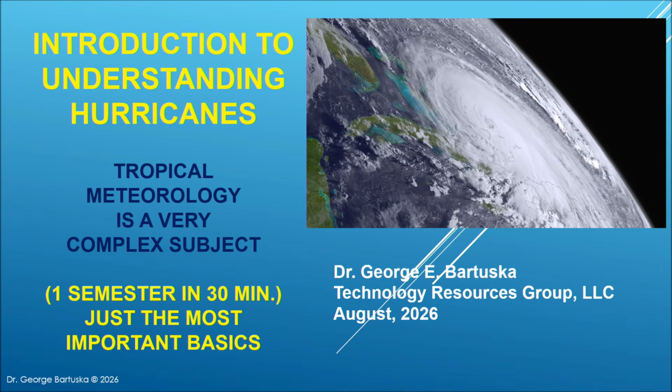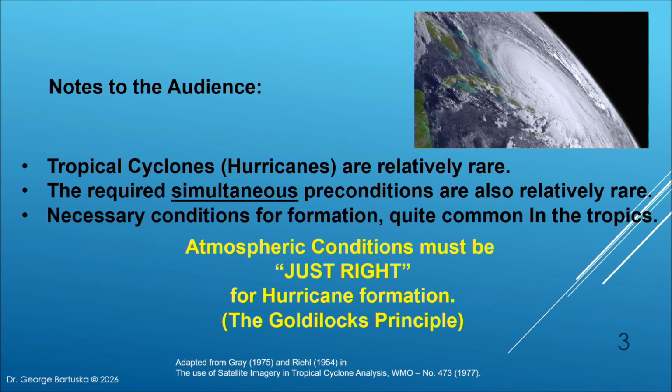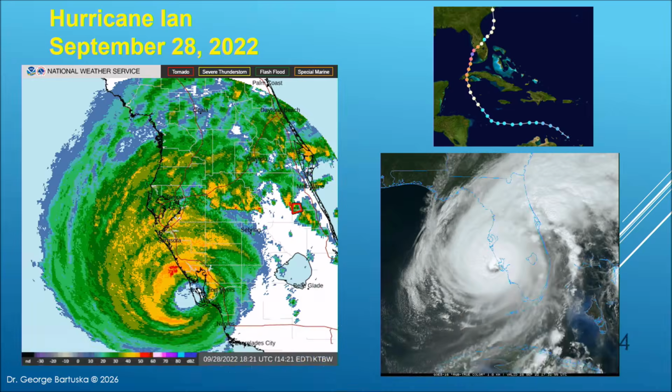Now, tropical meteorology is a very complex subject. This is a one-semester class I'm going to do in less than 30 minutes, so let's see what we can get. Note, tropical cyclones, like I said, or hurricanes, are relatively rare. The required simultaneous preconditions are also relatively rare. However, the necessary conditions for formation are quite common in the tropics. Atmospheric conditions must be just right for hurricane formation, as we call it, the Goldilocks principle. It's got to be just right.